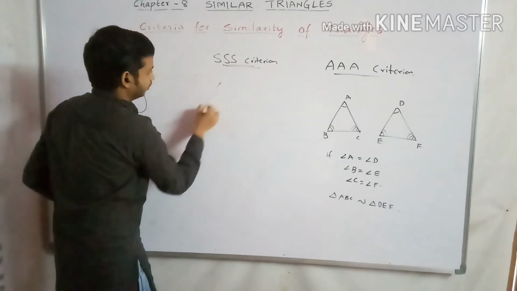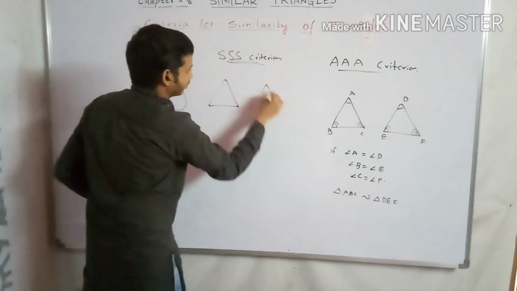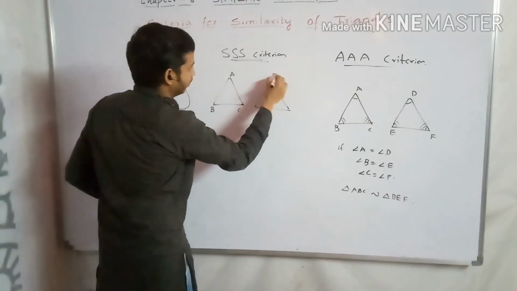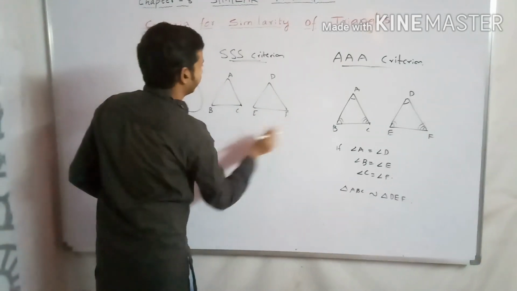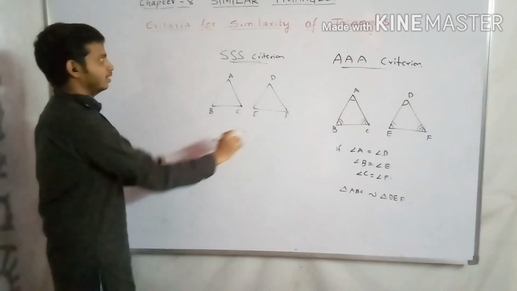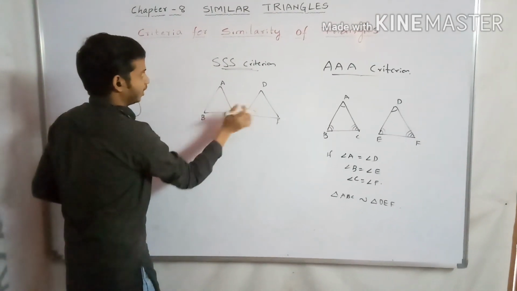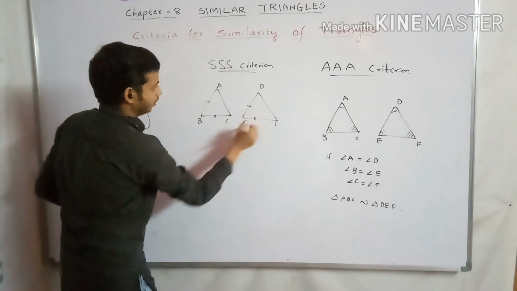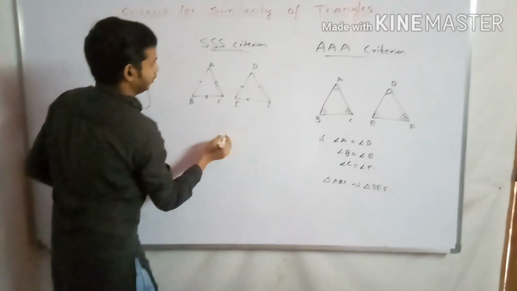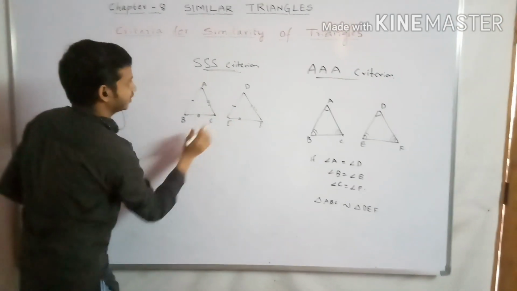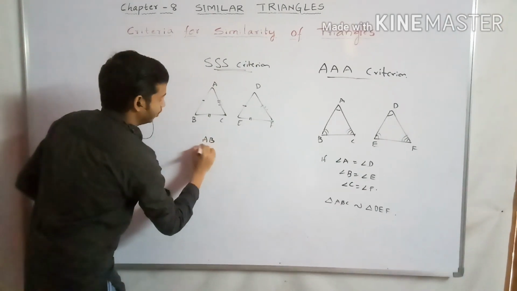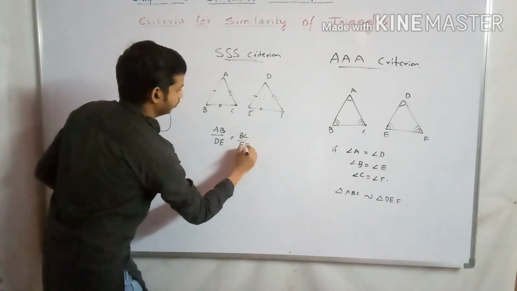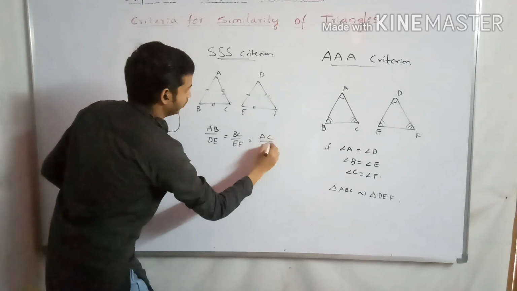Triple S criterion. That means if we consider two triangles, triangle ABC and triangle DEF, and the corresponding sides of the two triangles are in proportion, then these two triangles are said to be similar. That means if AB by DE equals BC by EF equals AC by DF, then the two triangles are similar.